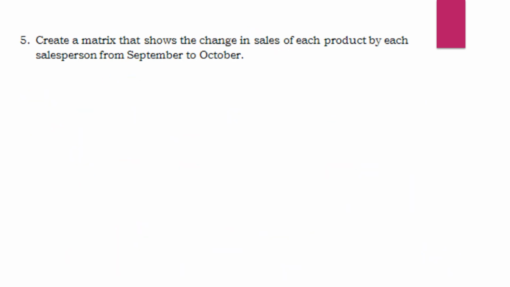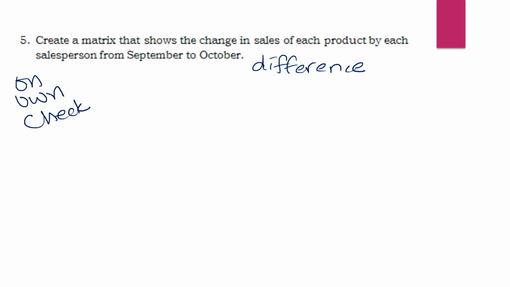Our next example says create a matrix to show the difference, the change in the sales of each product by each person from September to October. Okay, so you would look back at your September and your October data, and you would just find the difference between these two values. I am going to let you guys do that one on your own, and then you can check your answers with the answer keys.